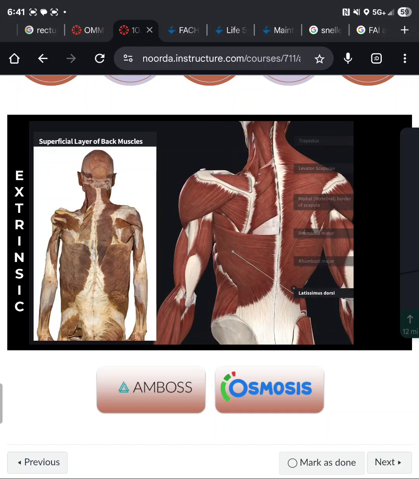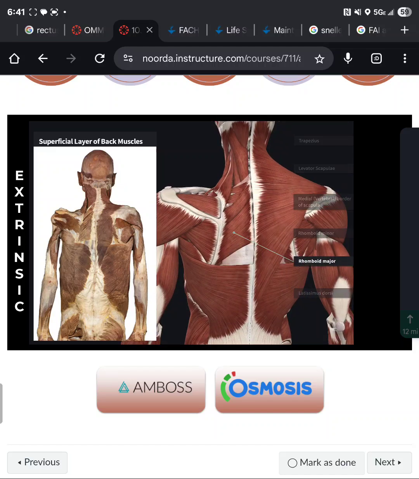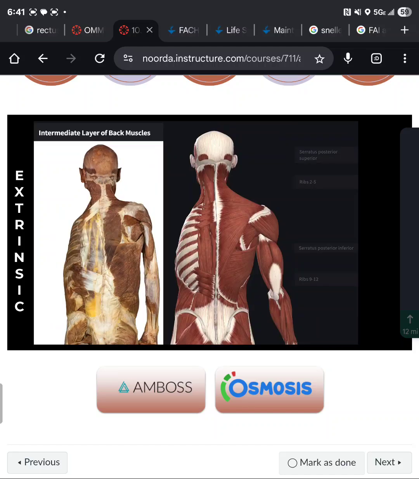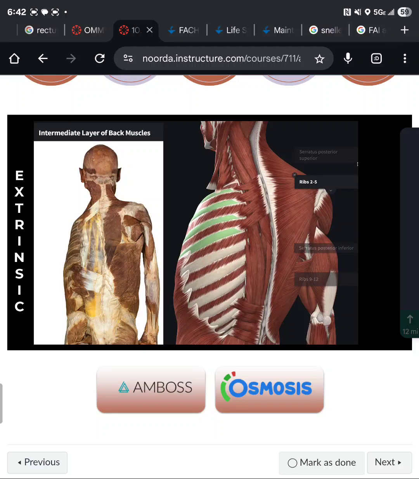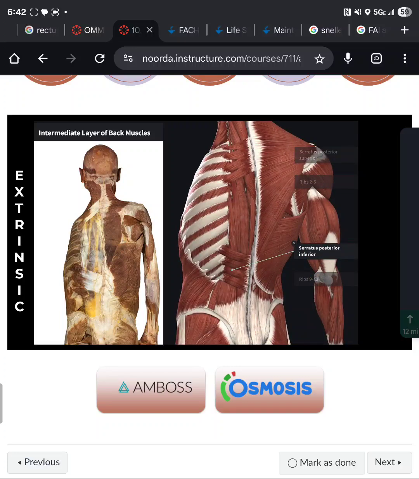Latissimus dorsi is also going to be in the superficial layer of back muscles. Then we're going to talk about identifying the levator scapulae, which is going to be a little bit higher up in the compartments, and then rhomboid major, rhomboid minor, all of which make up this superficial layer of back muscles. The intermediate layer is next, which pretty much just comprises the posterior superior serratus and the posterior inferior serratus. These muscles attach to the ribs and are contributors to respiration, whereas the other extrinsic muscles contribute to motion of the extremity.